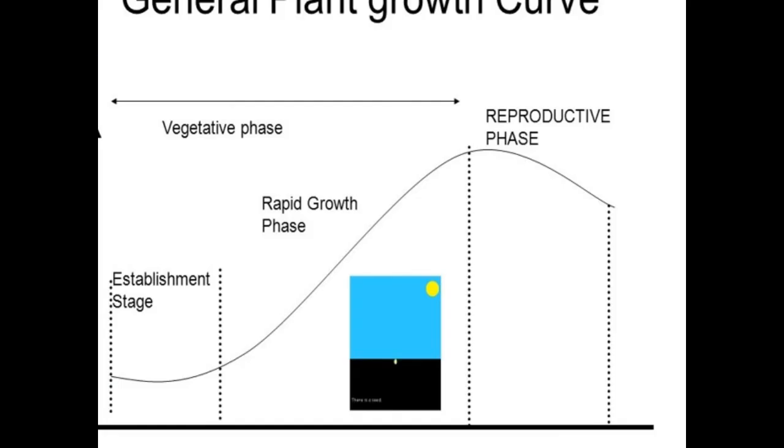Here we can see the growth curve of croplands. This is the growth period, and this is the biomass production. This curve looks like an S-shaped curve. The initial phase is the establishment phase. This is the lag phase. This is the linear phase or log phase, this is the stationary phase, and thereafter this is the declining phase.